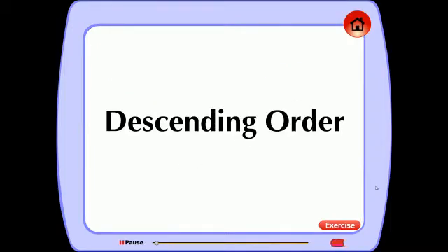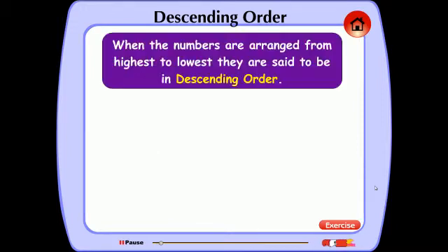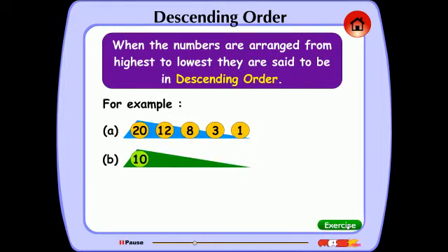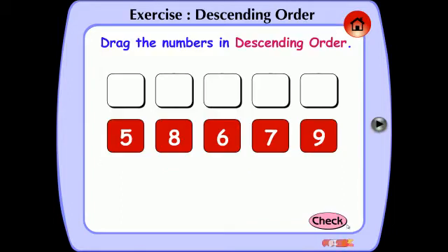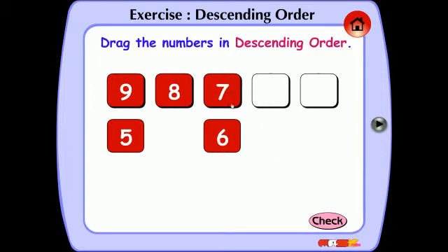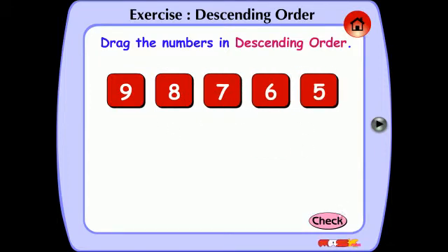Descending order. When the numbers are arranged from highest to lowest, they are said to be in descending order. For example, 20, 12, 8, 3, 1. 10, 9, 7. Drag the numbers in descending order. Correct!